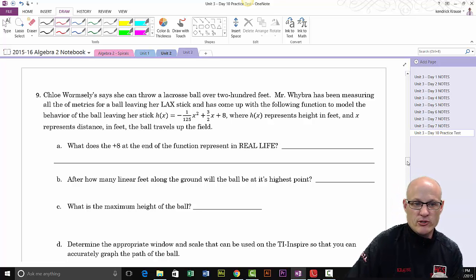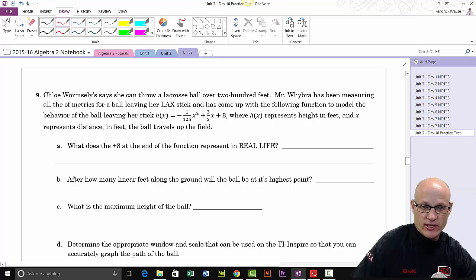Mr. Rybra has been measuring all of the metrics for the ball leaving her lax stick and has come up with the following function to model the behavior of the ball leaving her stick, where h of x represents the height of the ball in feet and x is the distance the ball travels up the field. So let's answer these questions. What does the plus 8 represent at the end of this function in real life?